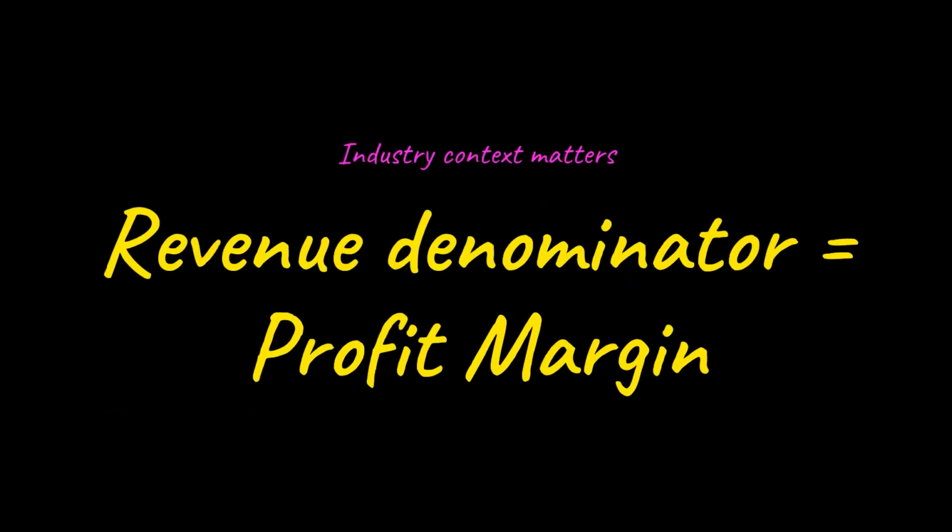Always compare profit margins within the same industry. Software firms routinely earn margins above 30% while grocery chains operate in the low single digits. Spot the denominator, identify the ratio, and interpret the number in its industry context.